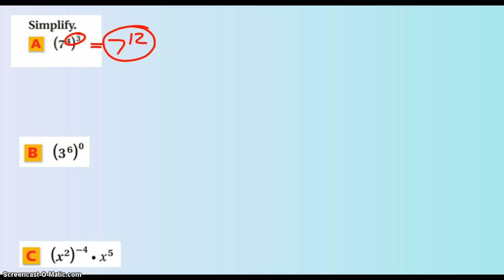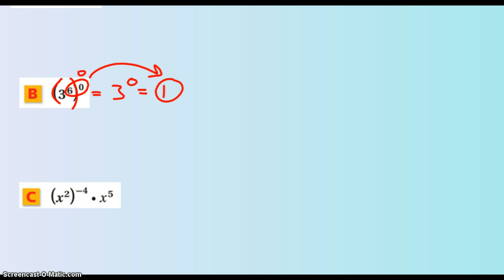Alright, looking at B. 3 to the sixth power, all to the 0 power. And since everything to the 0 power comes out to 1, and this will confirm this, if I take 6 times 0 anyway, I get 3 to the 0 power, which equals 1. But if anything is all to the 0 power, you can just skip right there. It will always be 1.